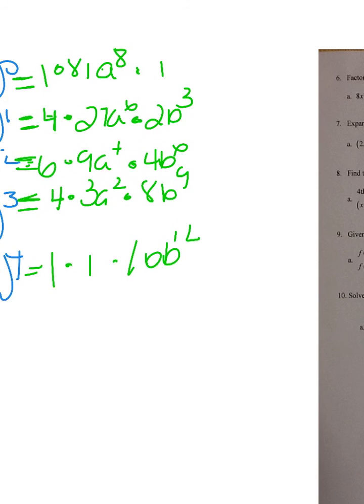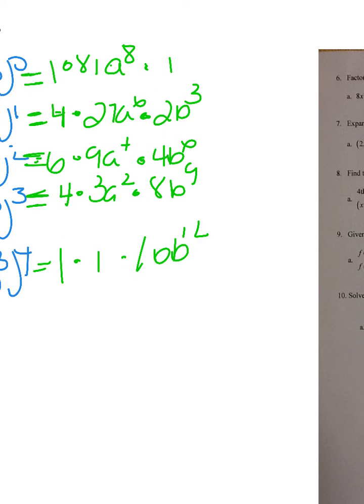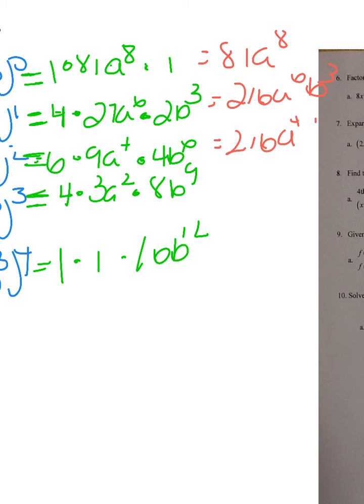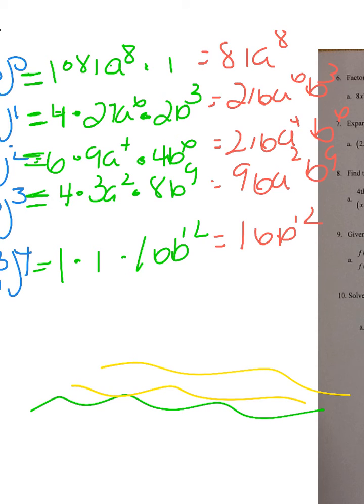Okay, so let's see what we got now. So this is 81a to the 8th. And then I have 216a to the 6th, b to the 3rd, 216a to the 4th, b to the 6th, 96a squared, b to the 9th, and 16b to the 12th. And then just make sure that you do write the expansion down here. Okay, so let's take a look at 8, A, B, and C.